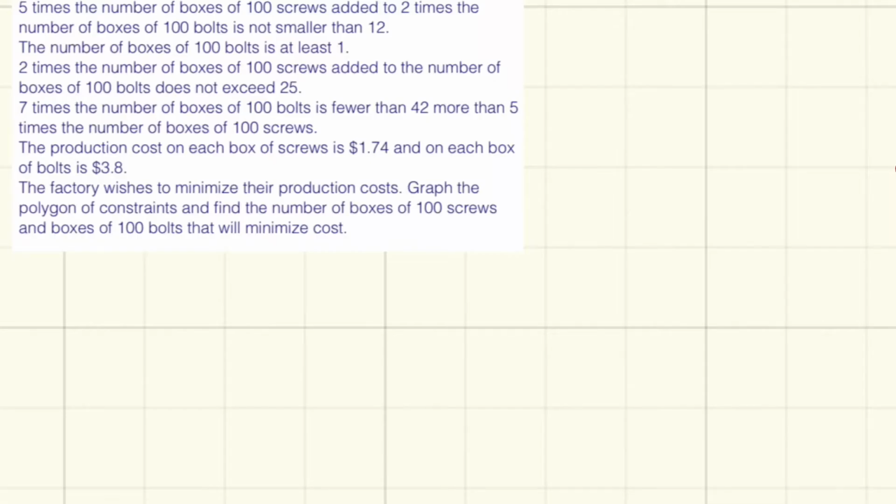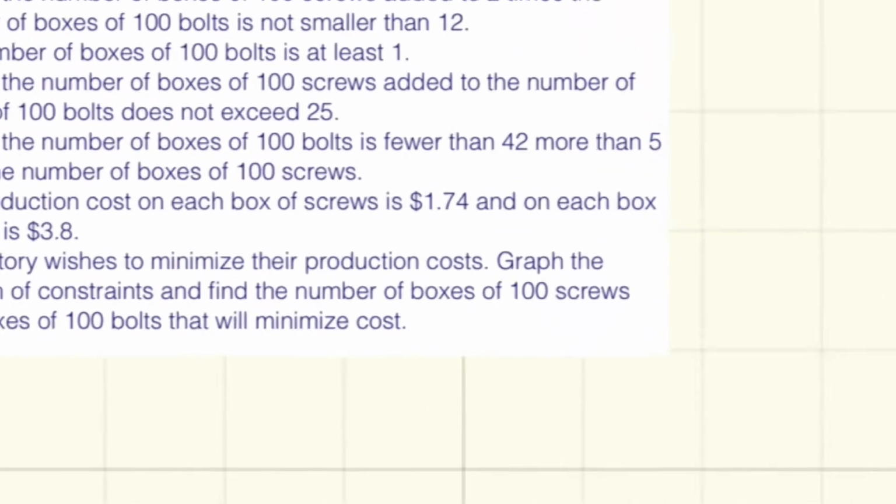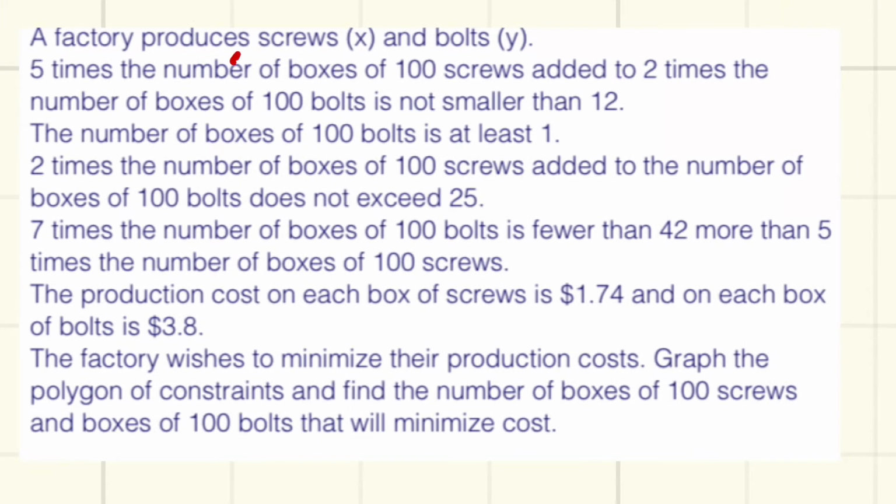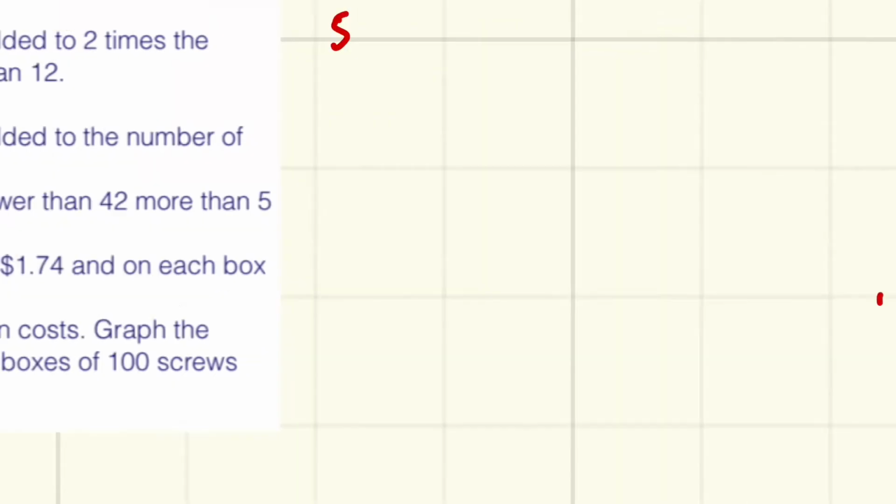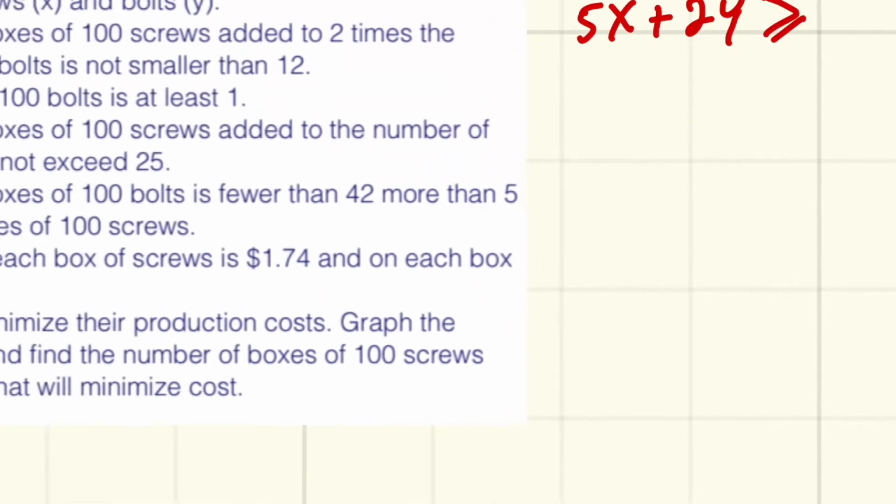A factory produces screws and bolts. 5 times the number of boxes of 100 screws added to 2 times the number of boxes of 100 bolts is not smaller than 12. The screws are X and the bolts are Y. 5 times the number of boxes of 100 screws, so that's going to be 5X, added to 2 times the number of boxes of 100 bolts, so 2Y, is not smaller than 12. 5x plus 2y is not smaller than, so could it be equal to? Yeah. Could it be greater than? Sure. It is greater than or equal to 12.